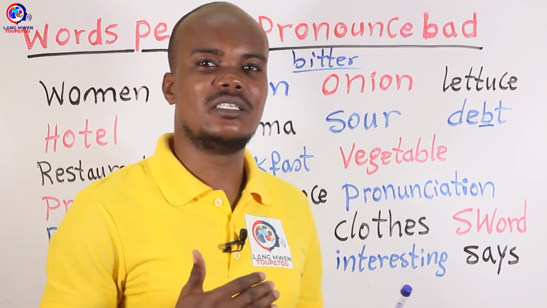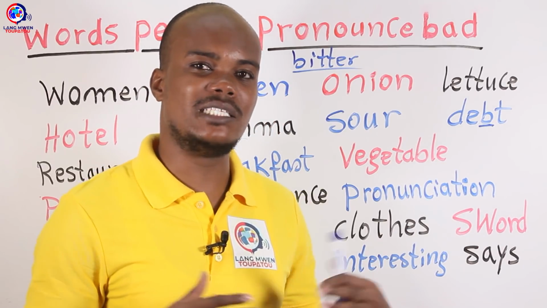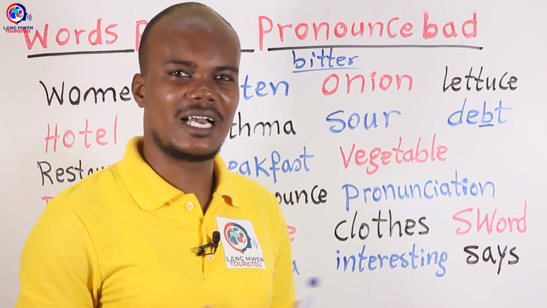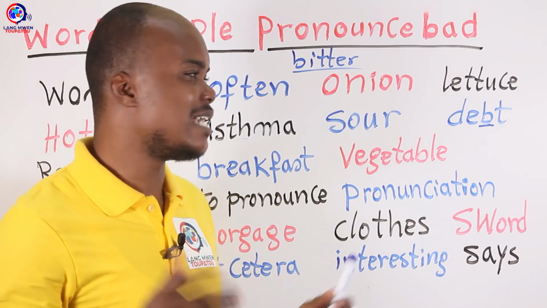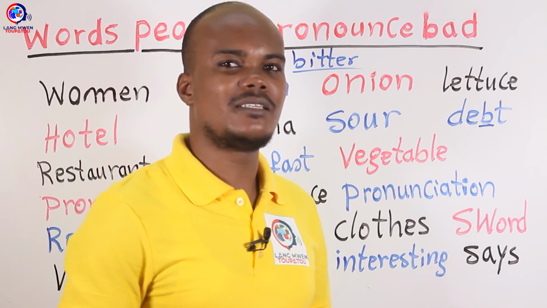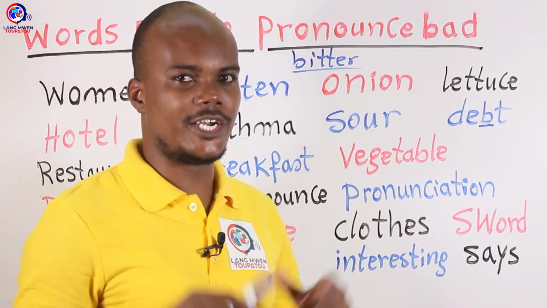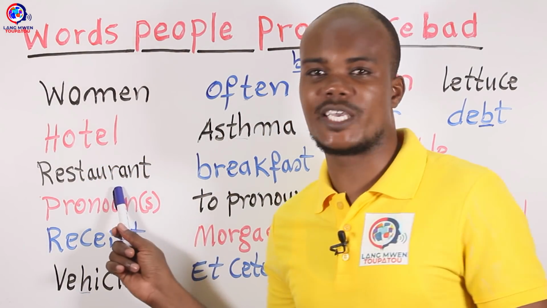Lò pale de debt. You don't pronounce B. You say debt. Very simple. Debt. Okay. I got a debt. I remember that. I got a debt for you. Mwen gen un debt pou ou mèm. Mwen gen un debt envers ou mèm. Okay. Very good. Let's go now to next vocabulary.